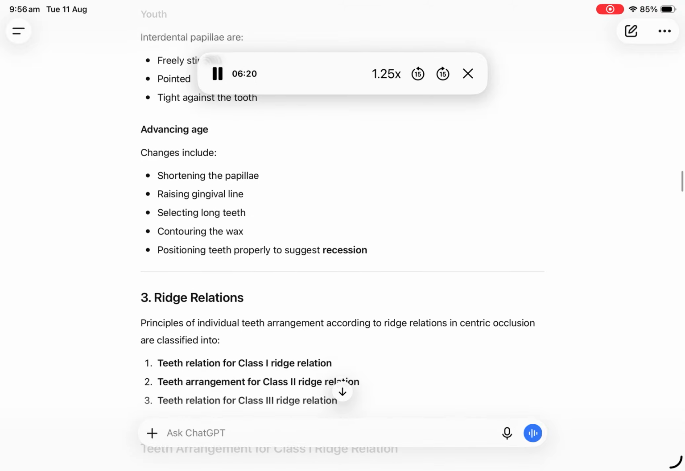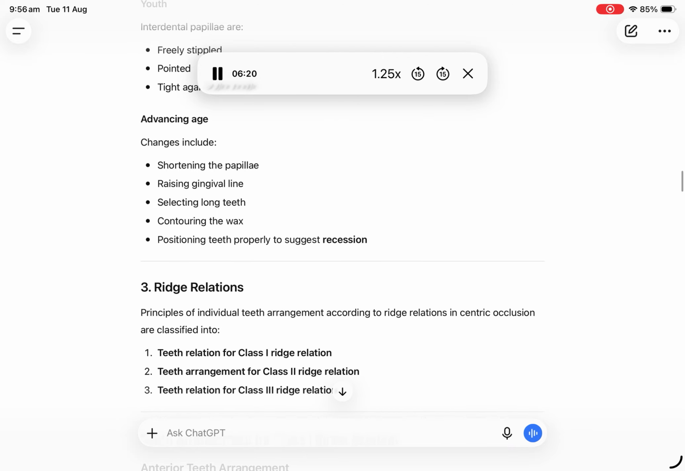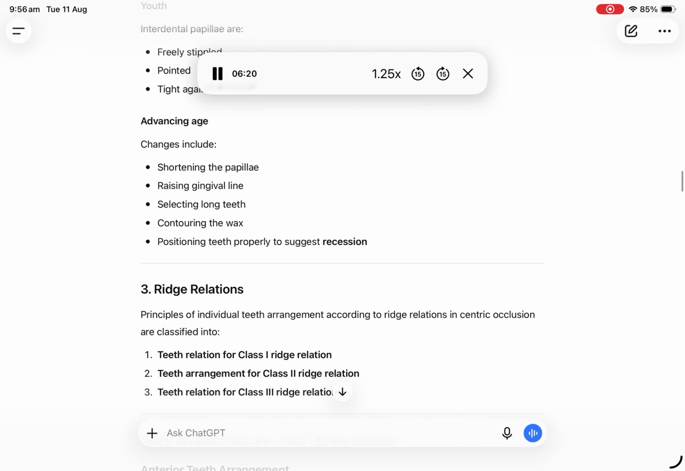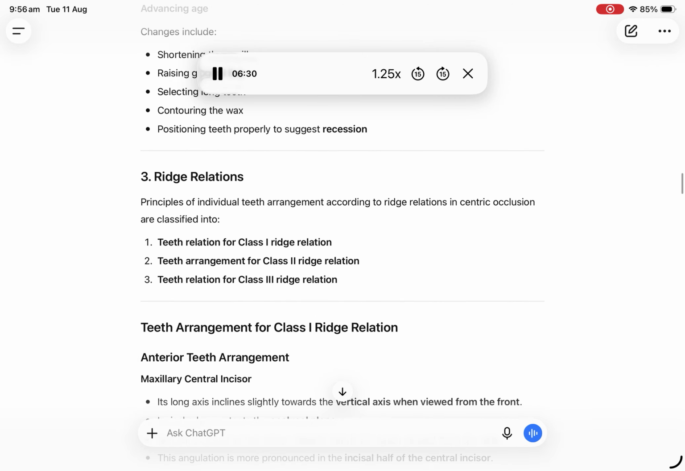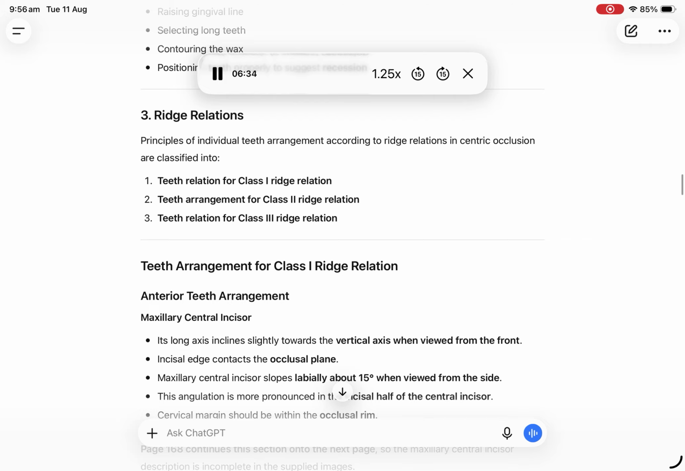Number 3. Ridge relations. Principles of individual teeth arrangement according to ridge relations in centric occlusion are classified into: 1. Teeth arrangement for class 1 ridge relation, 2. Teeth arrangement for class 2 ridge relation, 3. Teeth arrangement for class 3 ridge relation.